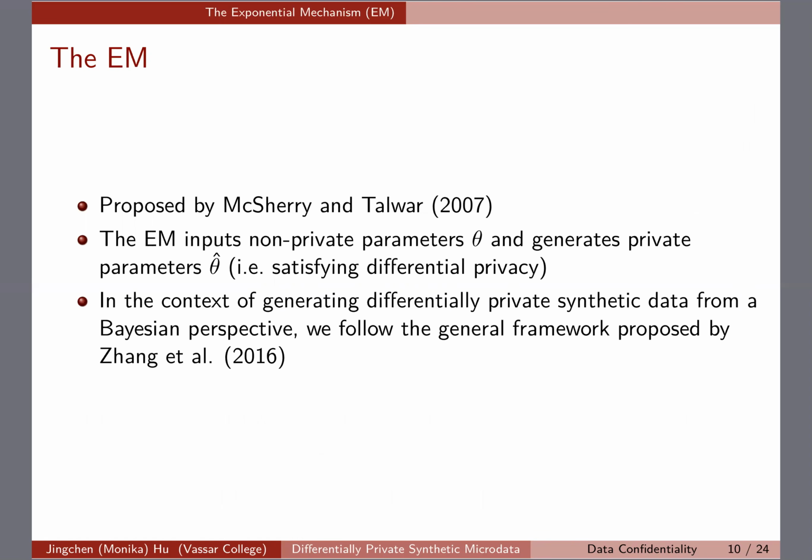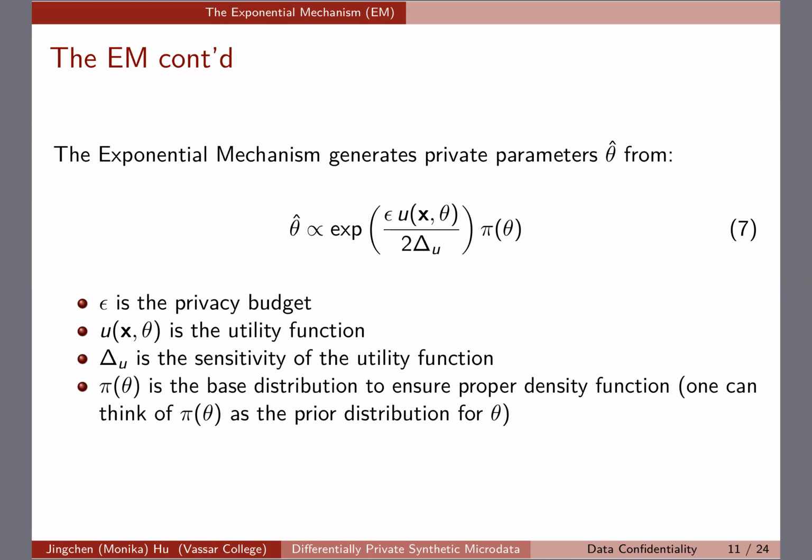But when it was first proposed, people were trying to use it mostly for adding noise. In the context of generating differentially private synthetic data from a Bayesian perspective, I'm going to follow a framework proposed by a group of researchers a lot more recent than 2007. This is the general framework, equation 7. The exponential mechanism generates private parameters theta hat from this equation. They call it the exponential mechanism because they are using an exponential function here.